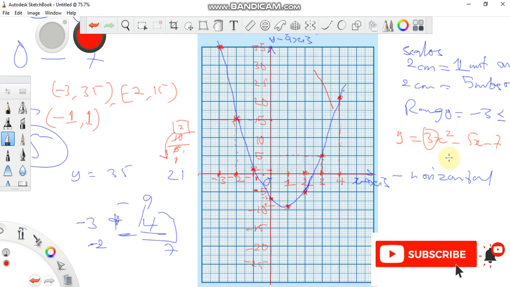Because this value is positive, you see that it came out like a U. If it was negative, it would have come out as an n. So this represents y equals 3x squared minus 5x minus 7. Right? So this is our plotted graph for quadratic functions.